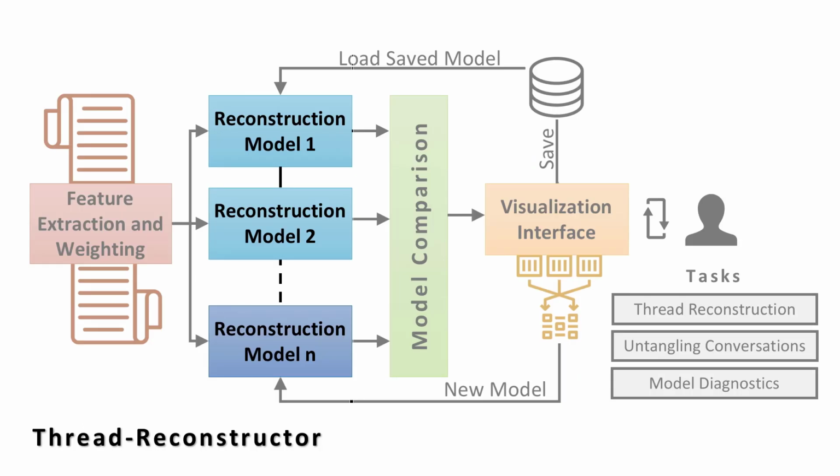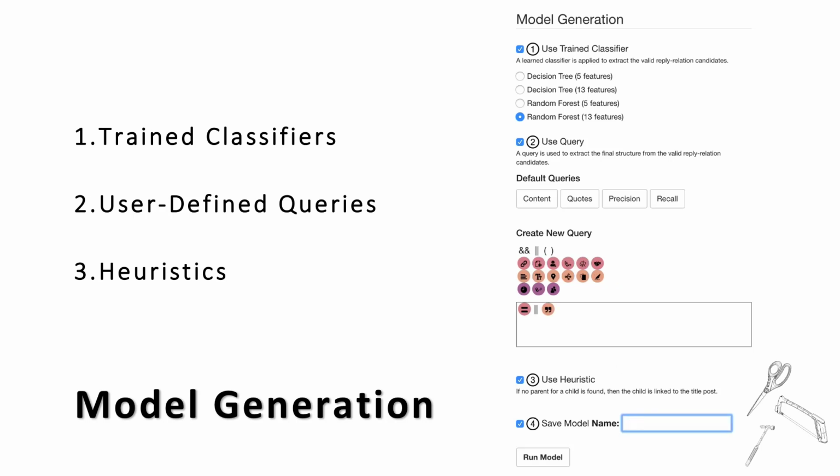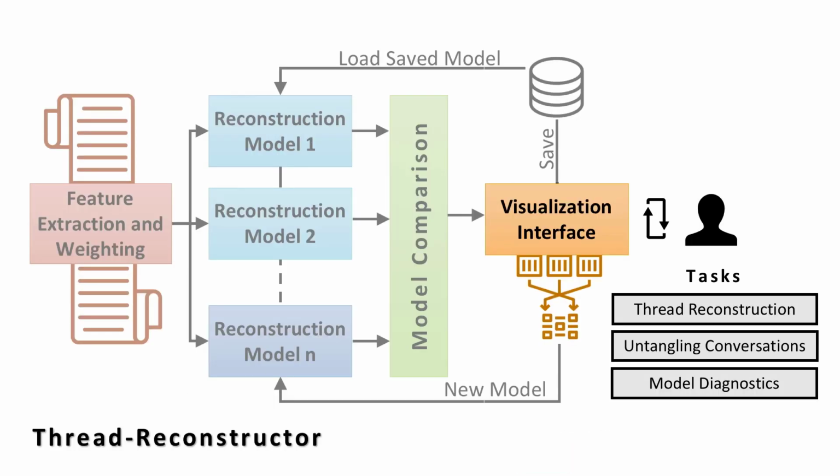Using the extracted features, we allow users to create different reconstruction models. In the model generation step, users can choose from a set of classifiers, create their own queries, and apply heuristics on the data. They can also choose a name for their model to save it. In the remainder of this video, we will showcase the usage of our tool through the lens of the visualization interface. The examples shown are inspired by our user study with 4 forum moderators and 1 machine learning expert.